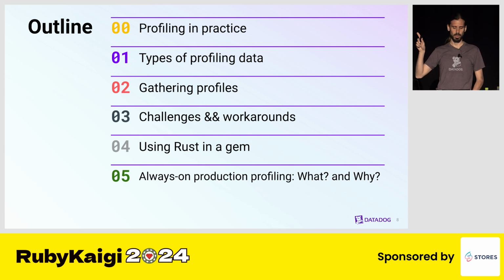A quick outline for this presentation. I'll be talking about a few examples of profiling, the types of profiling data that we gather in the Ruby profiler, and how we actually gather that data. Then I'll be talking about some of the challenges and workarounds that we needed to get this data from Ruby. And we do very, very weird things in the profiler, so don't do this at home. We're going to be talking about how we actually use Rust in the ddtrace gem for the profiler. And at the end, I'll talk a bit about why always on. Why would you do that?